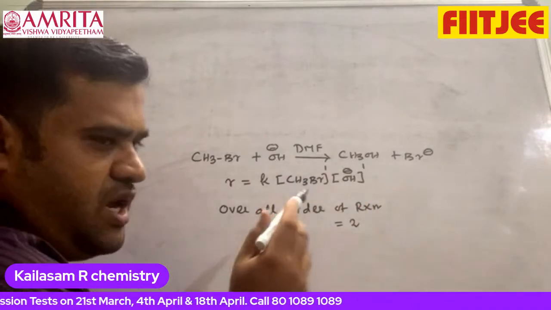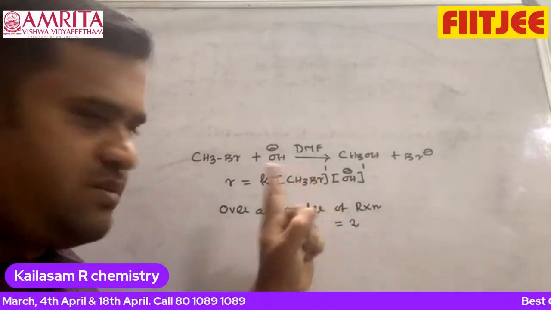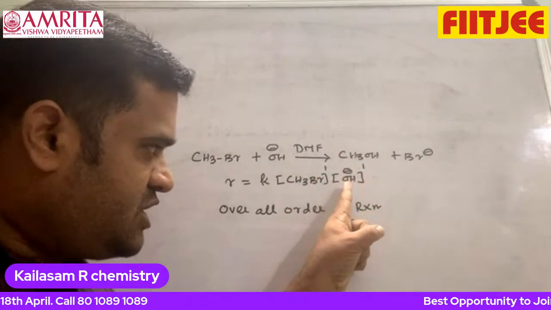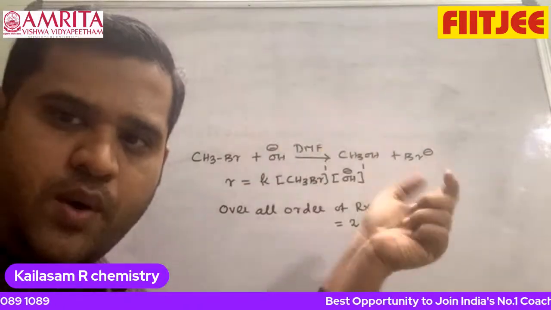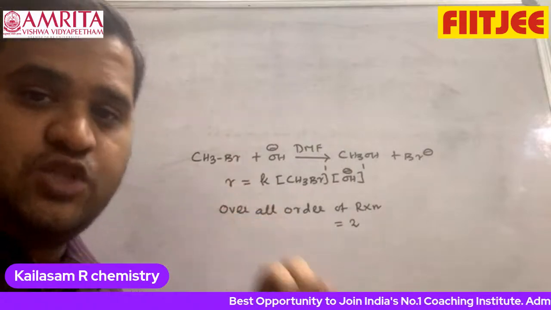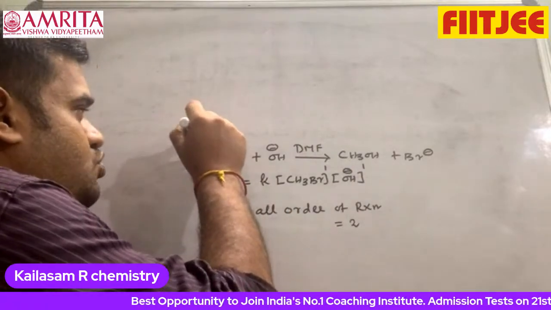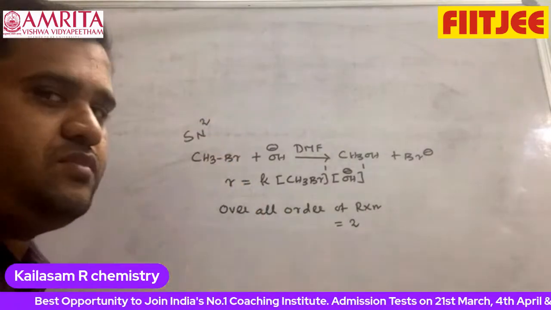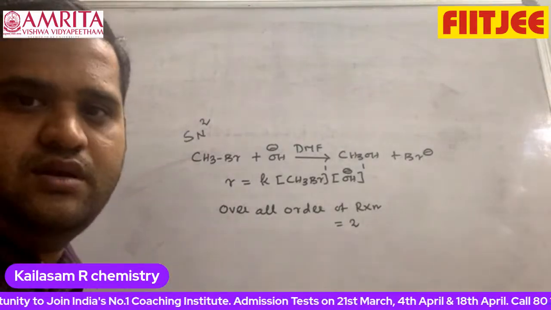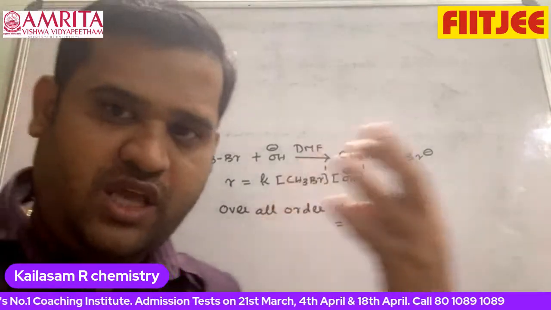Why? The order of reaction with respect to CH3Br is 1. The order of reaction with respect to OH minus is 1. Therefore, the overall order of reaction is second order. That's what this reaction follows, the SN2 reaction. Fine. Alright. How are they going to find out the order of reaction?